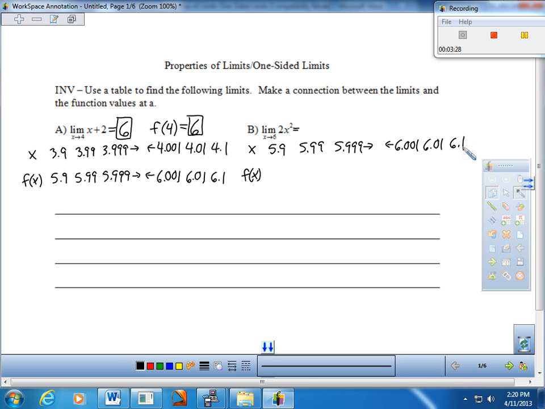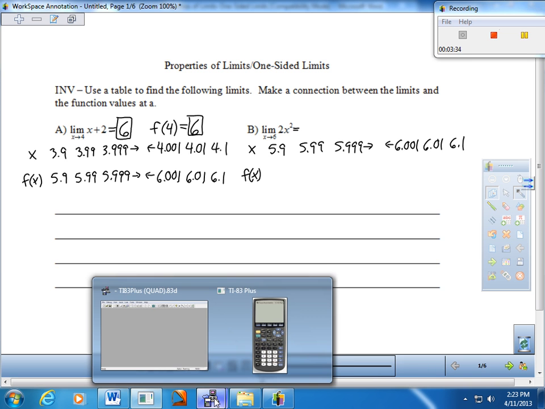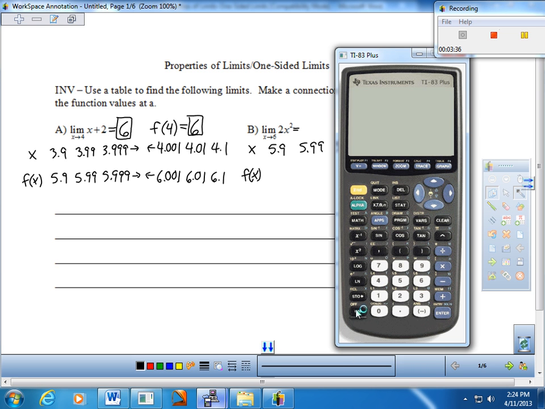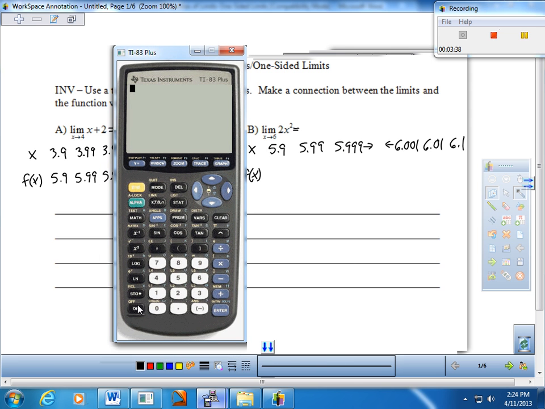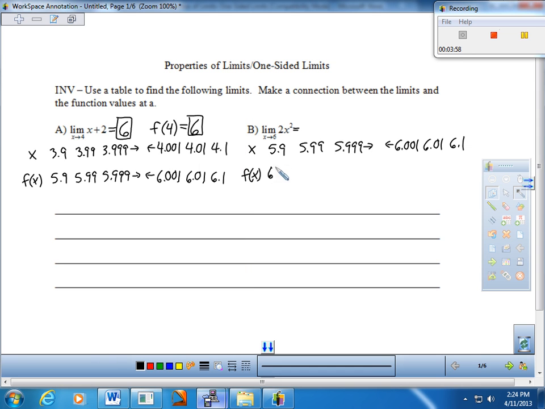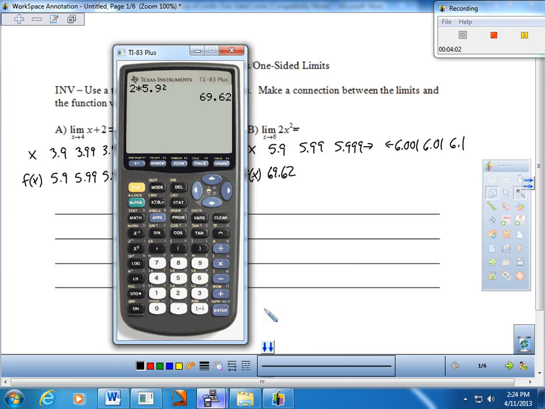I'll go ahead and grab my calculator and put those in, and let's see if we can get a few values. I'm going to bring this on over just so I can go back and forth on this. So here we go, guys. 2 times 5.9 squared. Let's clean that out one more time. 2 times 5.9 and squared. There we go. So 69.62. Let's get that up there.